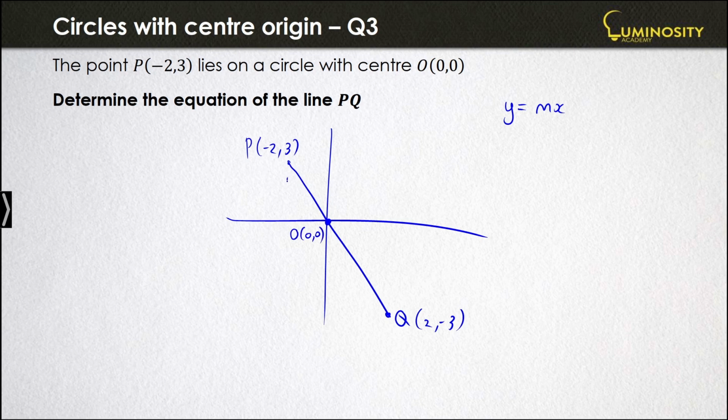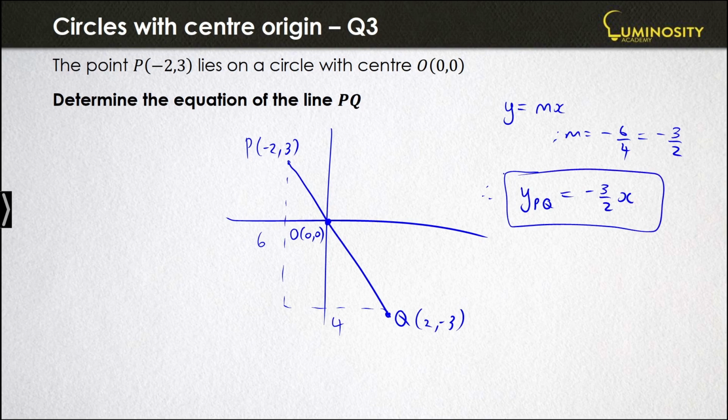So how do I work out the gradient? Again, it is rise over run. You've gone down 6 units, you've gone across 4 units, and because of its direction, it's sloping negatively, your gradient is -6 over 4, which reduces to -3 over 2. So therefore, the equation of line PQ is y = -3/2 x. Okay, and that is the equation of that straight line.